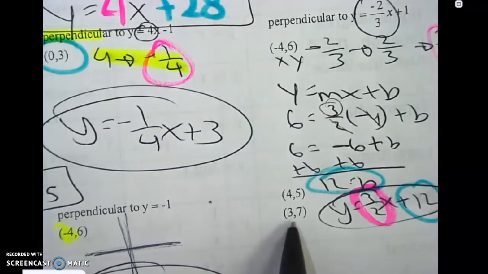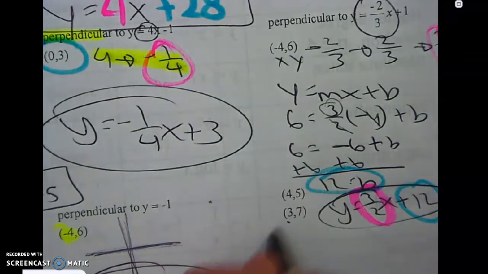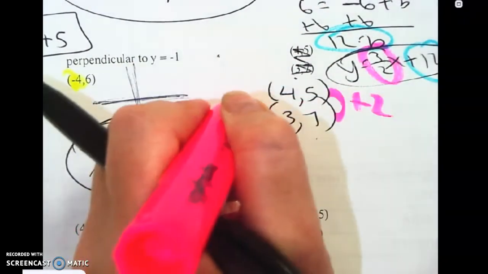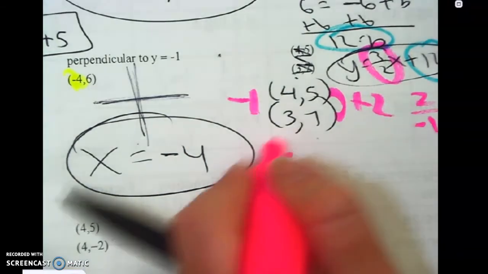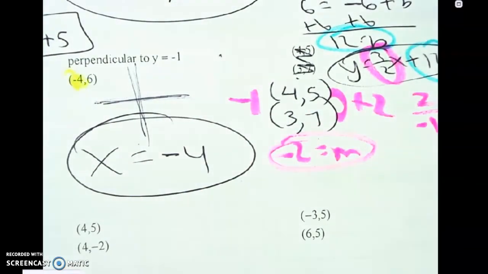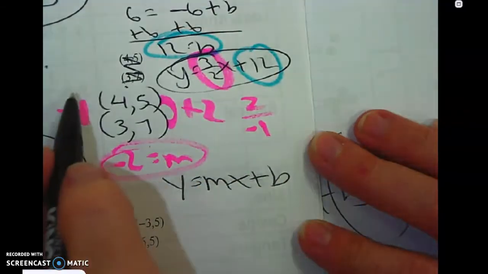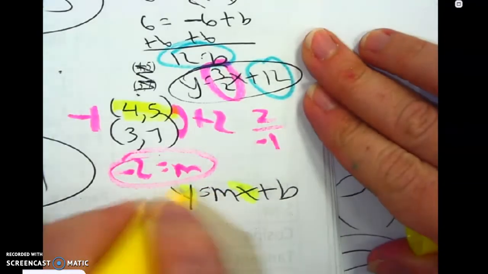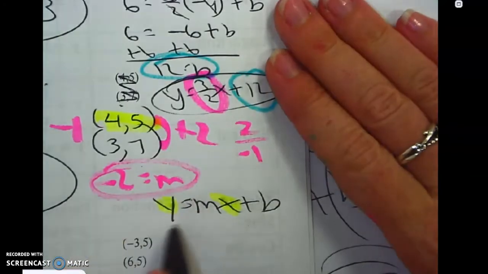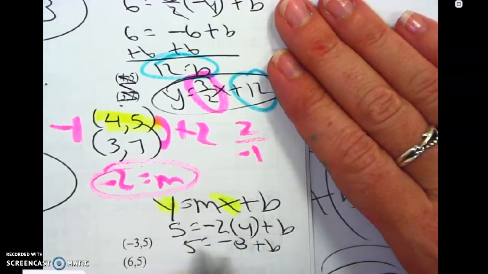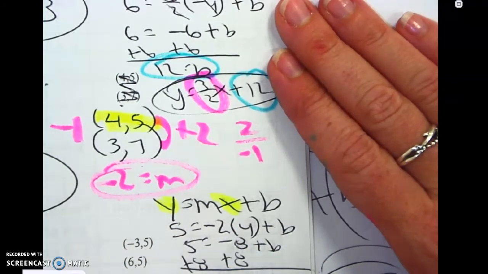Okay. Anytime I have 2 points, I can find the slope. So let me rewrite it because I didn't leave much space. So we did this before. Plus 2 minus 1. So 2 over negative 1 is negative 2. That's my m. Now I got to do y equals mx plus b. I'll pick 4, 5. So it goes into my x and my y. So 5 equals negative 2 times 4 plus b. Plus 8 plus 8. 13 equals b. Y equals negative 2x plus 13.